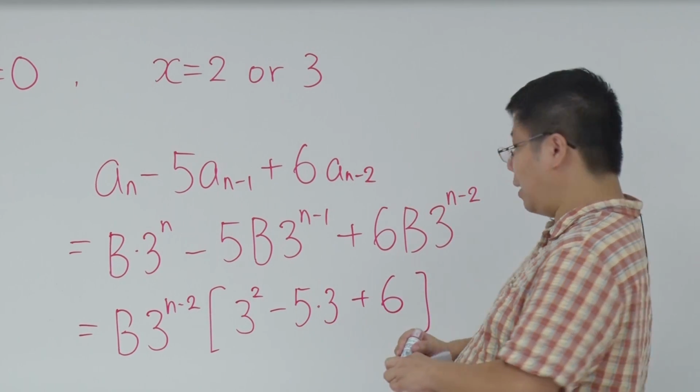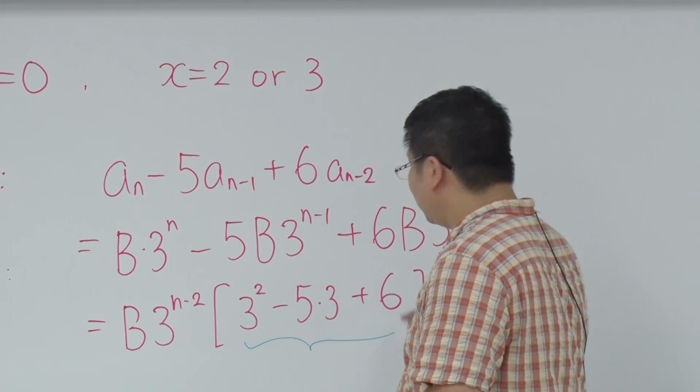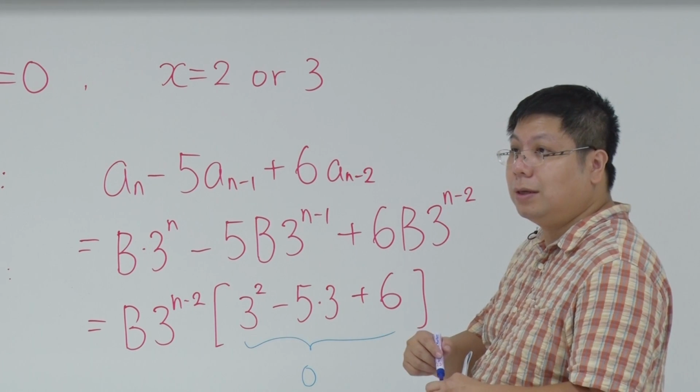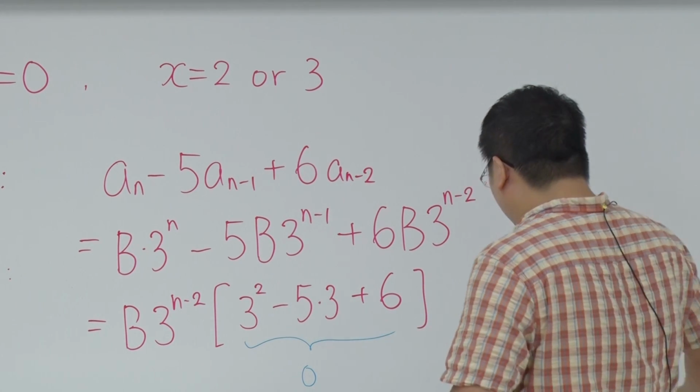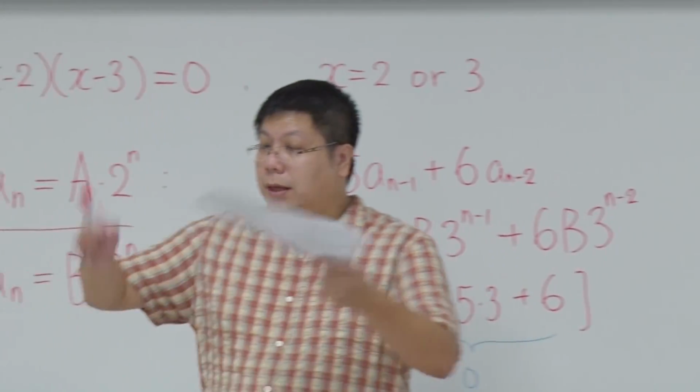Again, you can see that this is about the characteristic equation. That's why we are solving the characteristic equation. This is going to be 0. So that means that if a_n is equal to b times 3 to the power n, then everything will be okay.